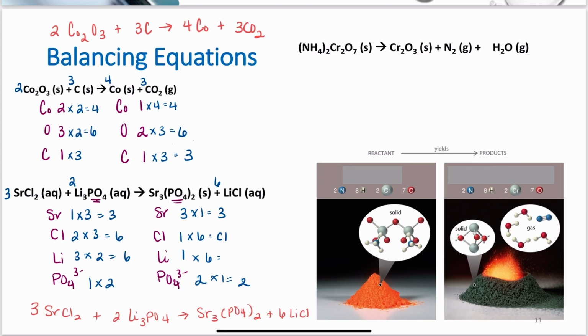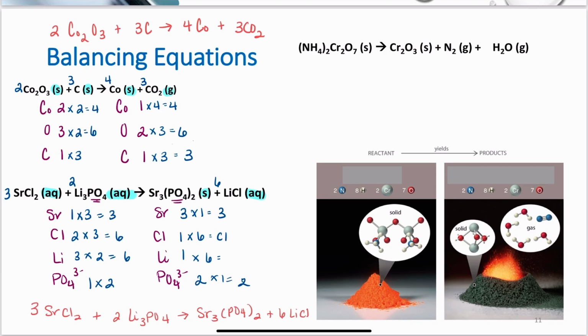And again, when you're rebalancing these, you should be writing the phases in as well. So you should have included the solid, aqueous, solid, aqueous. Again, aqueous just meaning it was dissolved in water. But let's check. I have 3 strontium on my reactant side, 3 strontium on my product side, 6 chloride on my reactant side, 6 chloride on my product side, 6 lithium on my reactant side, 6 lithium on my product side, and 2 phosphate on the reactant side, 2 phosphate on the product side.